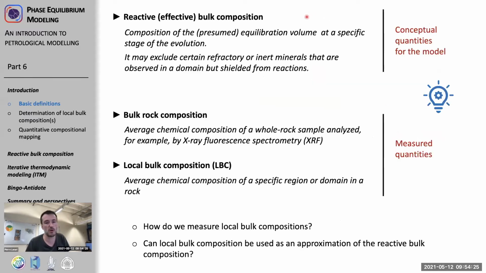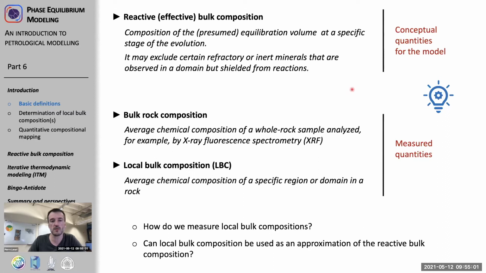So this reactive bulk composition, also known as effective bulk composition, I prefer the term reactive because it's really the part of the rock that is reactive at the stage that you try to model. This is a term for a model. It's the composition of the presumed equilibration volume at a specific stage of the PT evolution. It may exclude the interior of some grains, refractory inert minerals that are observed in the domain but shielded from the reactions. And this reactive bulk composition is a conceptual quantity that we use as an input for the model.